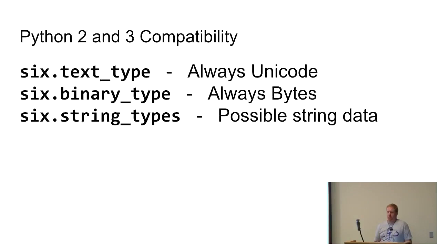These are useful, like if you normally have a call to str, you want to convert something to a string, you can use this instead. You say, I want it as text. And that works better between Python 2 and Python 3 than just naively calling str, because on Python 2, you'll get a byte string, and on Python 3, you'll get a Unicode string.